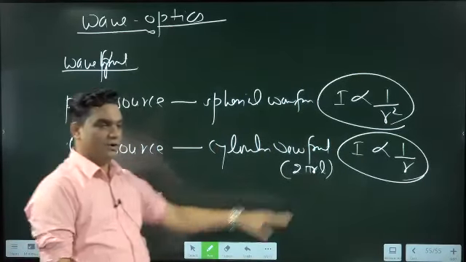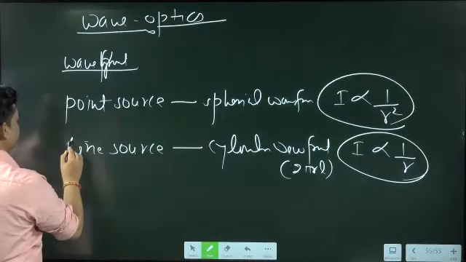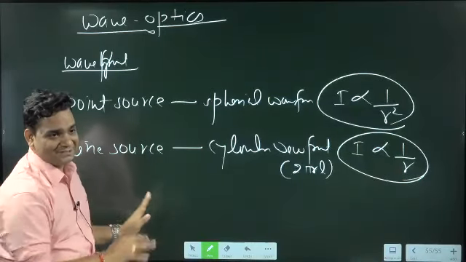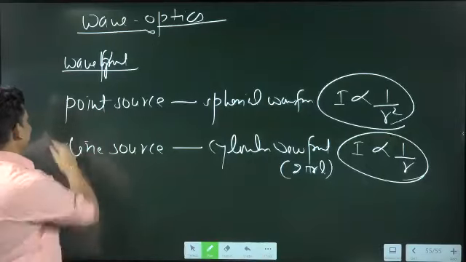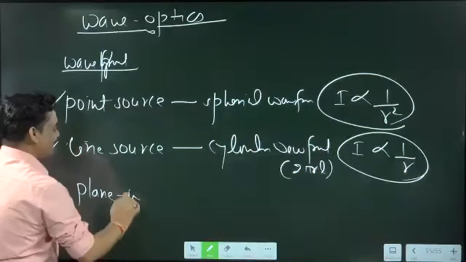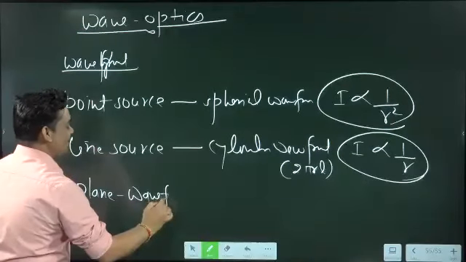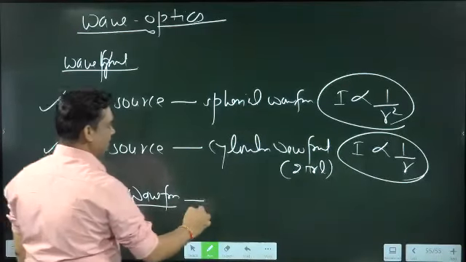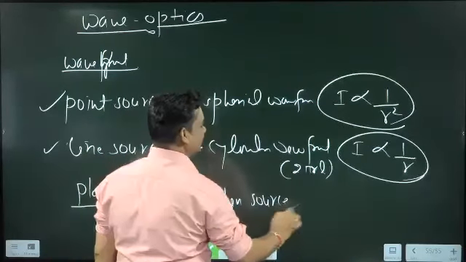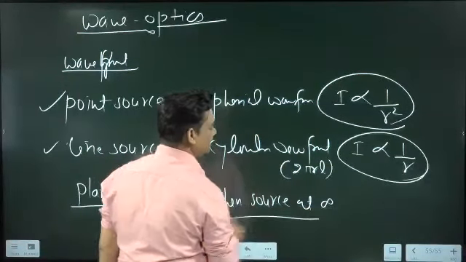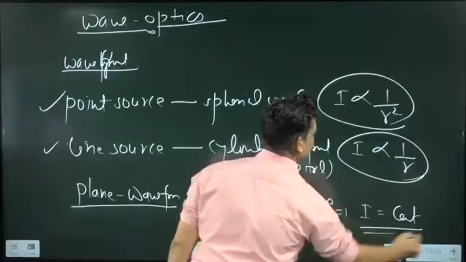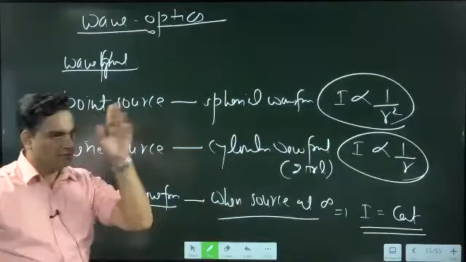Now, the next one we can write here. First, let me complete this thing. Next we have the plane wave front. Last day we studied how it works. Plane wave front occurs when the source is at infinity, and here I will be constant. These are the three things you have to remember about the wave front.